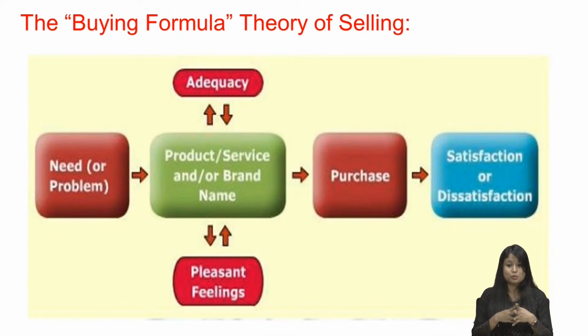The customer already knows about the brand name and all those things, but it's difficult when the product you are selling has a low brand name, right? In that case also we go through these phases from the start to the closing of the sale. So this buying formula theory of selling lets us know all the phases of selling.